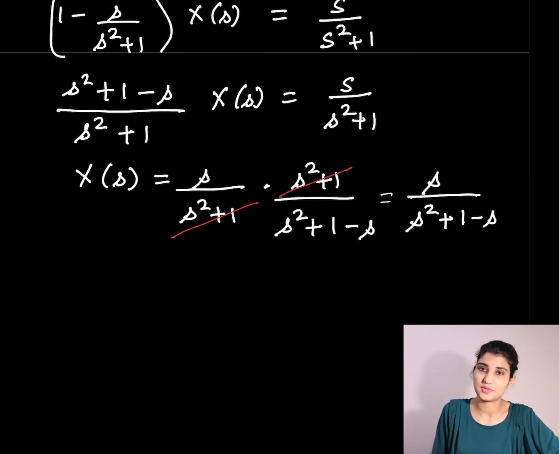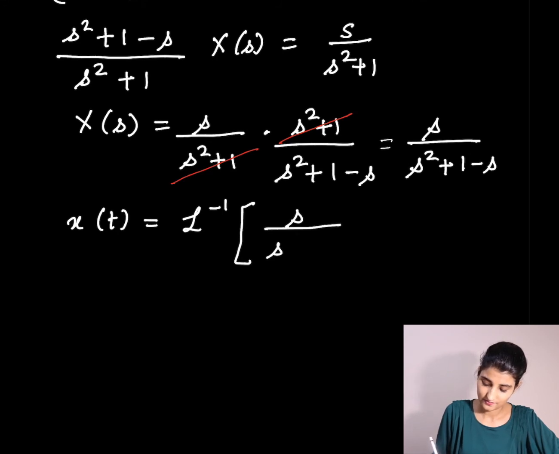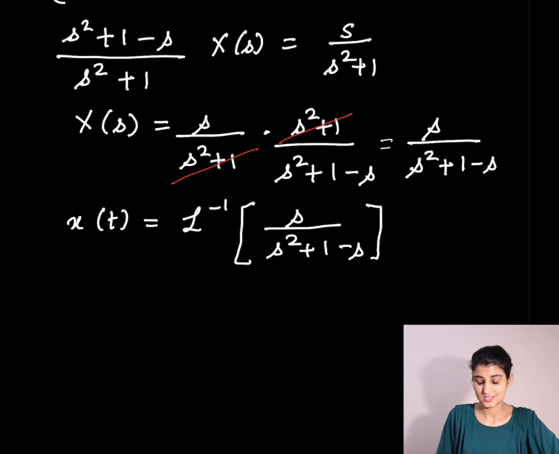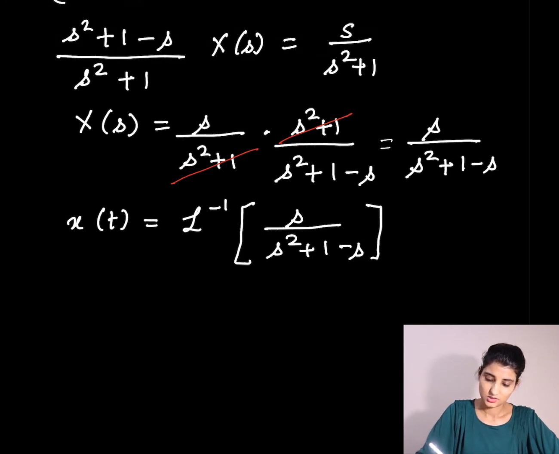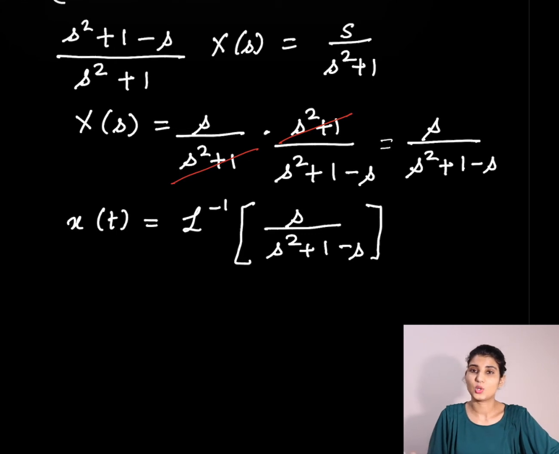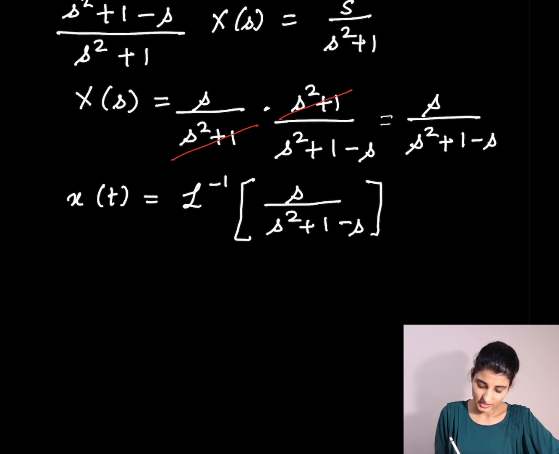And our last step is we take the Laplace inverse. So we want to find out the Laplace inverse of the right hand side. Okay, let's find out the Laplace inverse of the right hand side. What we are going to do is use completion of squares for the denominator.